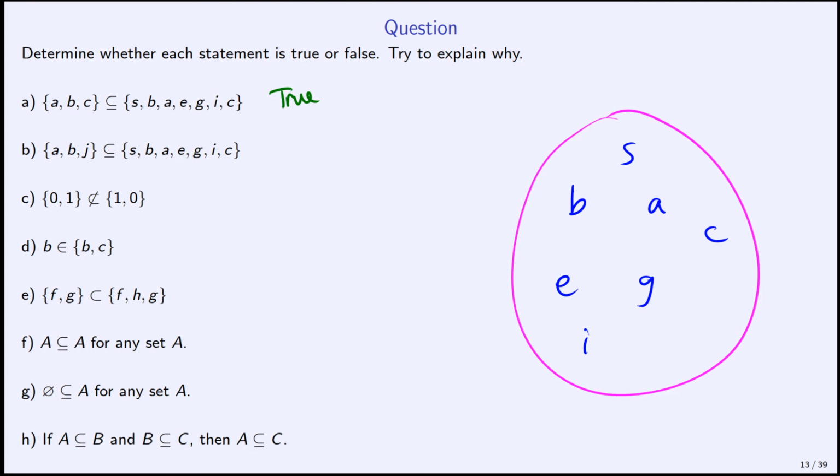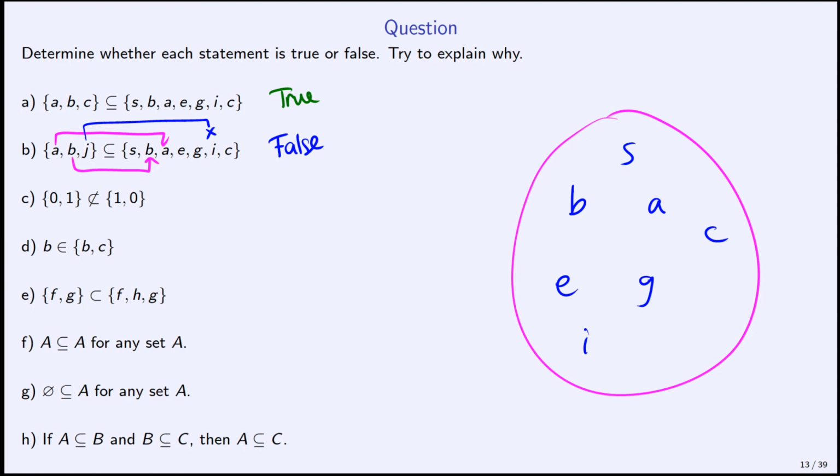Okay, {A, B, J}, is that a subset of the set containing {S, B, A, E, G, I, C}? Well, let's do this without visualization first. So A on the left, A on the right, we're good. B on the left, B on the right, we're good. What about J? J's on the left, but I don't see J anywhere in that larger set. So the answer for this is no, false. It is not. The set containing A, B, and J is not a subset of the set containing S, B, A, E, G, I, C.